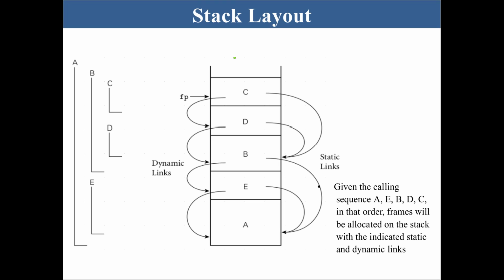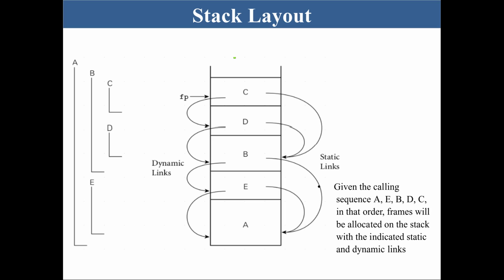The static and dynamic links may or may not be the same, depending on whether the current subroutine was called by its lexically surrounding subroutine or by some other subroutine nested in the particular surrounding subroutine, etc. In the figure, the calling sequence is A, E, B, D and C. The subroutines A, B, C, D are nested as shown on the left.